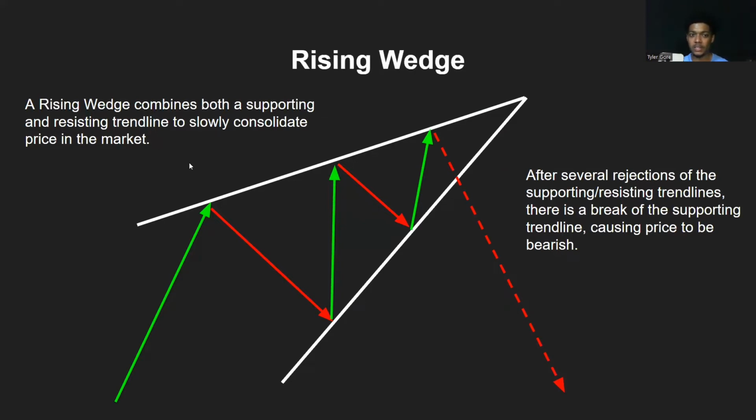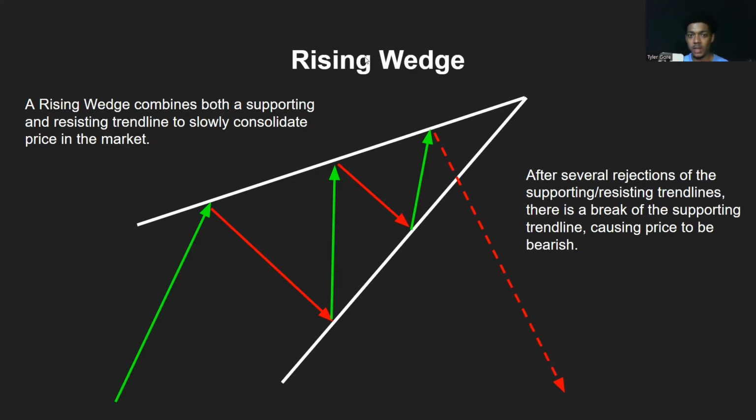But a rising wedge basically combines a supporting and resisting trend line, right? So basically a support and a resistance. Like I said, a resistance is going to be a ceiling for price and a support is going to be a floor for price. It's the same way with trend lines, right? So this trend line, the top one, is a resisting trend line. It's resisting price from going up. And then the support here is going to be a supporting trend line, for price going down, right?